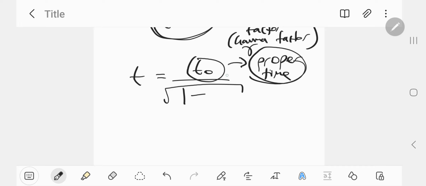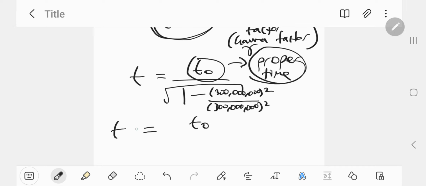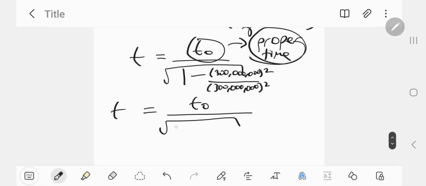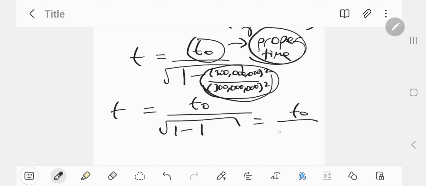Let's suppose you could move at the speed of light. So let's suppose V squared becomes 300 million squared divided by the speed of light, 300 million squared. Remember, V squared over C squared? Here's what happens. This here is equal to 1. It's the same thing. So 1 minus 1. So 1 minus 1 is 0. The square root of 0 is 0.